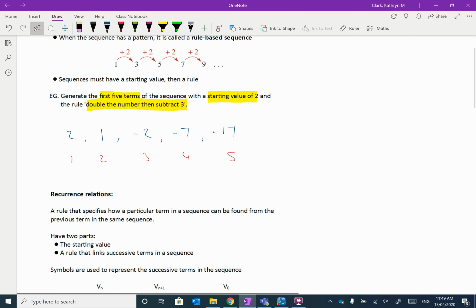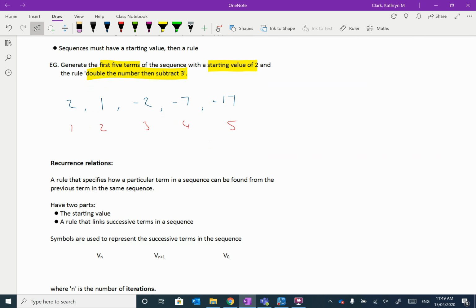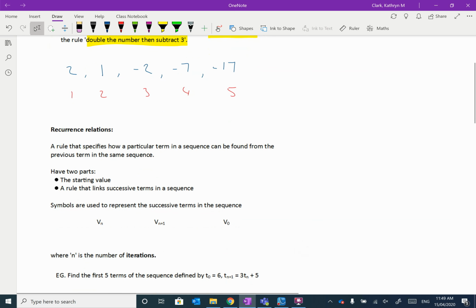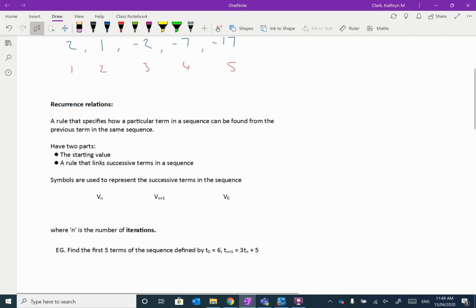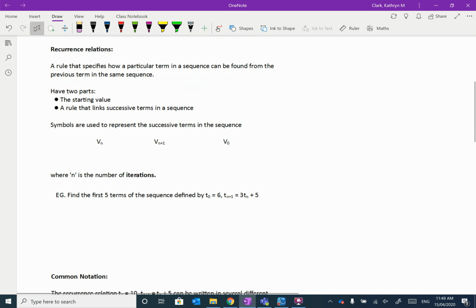Now, rather than expressing our rule like the example above, a recurrence relation expresses that in terms of mathematical symbols and terminology instead. It tells us how each term is found based on whatever your previous term is. So there's always 2 parts to a recurrence relation. There's always going to be a starting value, and then there's a rule that links successive terms, so the previous term to the next term.